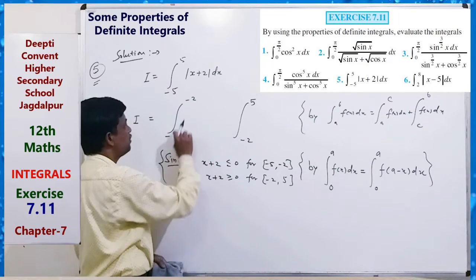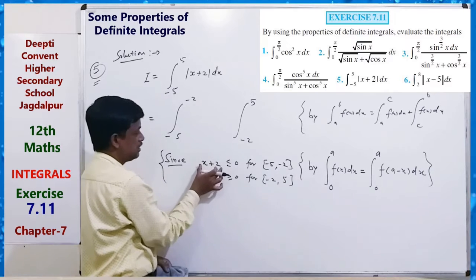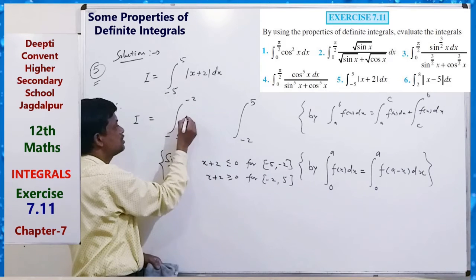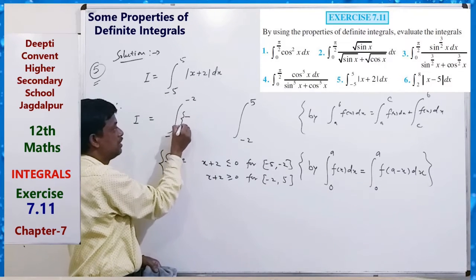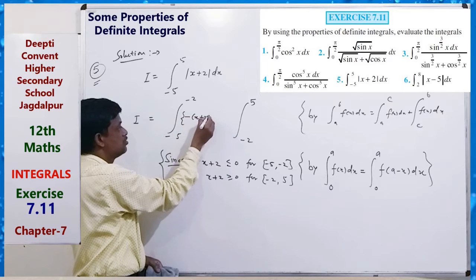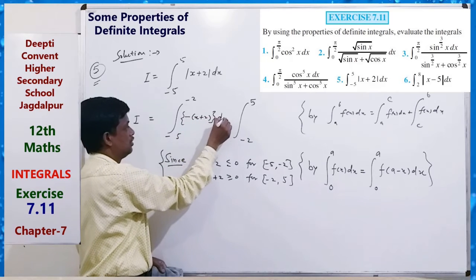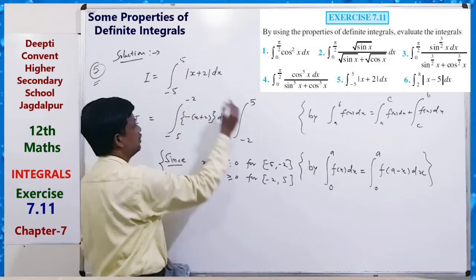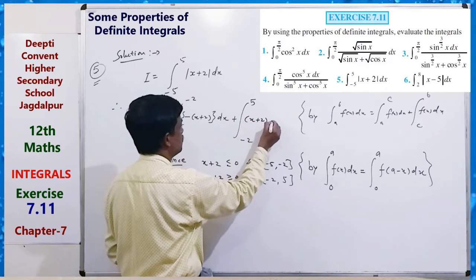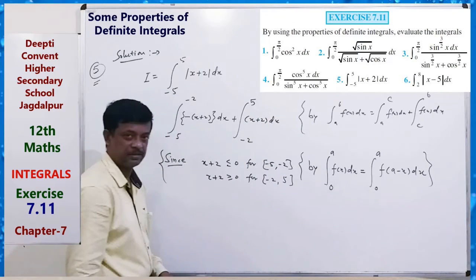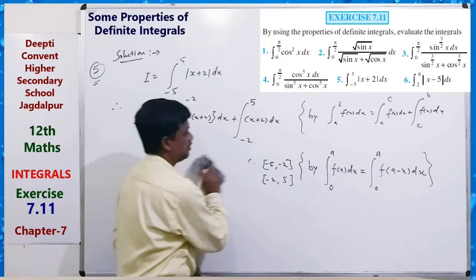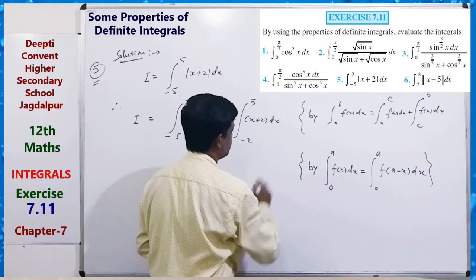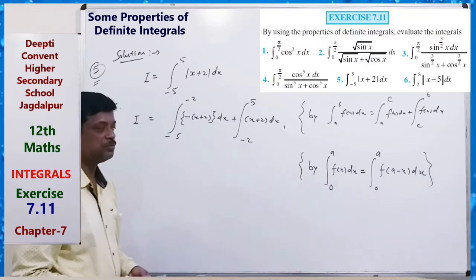Here minus 5 to minus 2, this is less than or equal to 0. So removing mod means with minus sign, minus (x plus 2) dx. And here positive, so x plus 2 dx. Now we can solve it because the mod is removed.